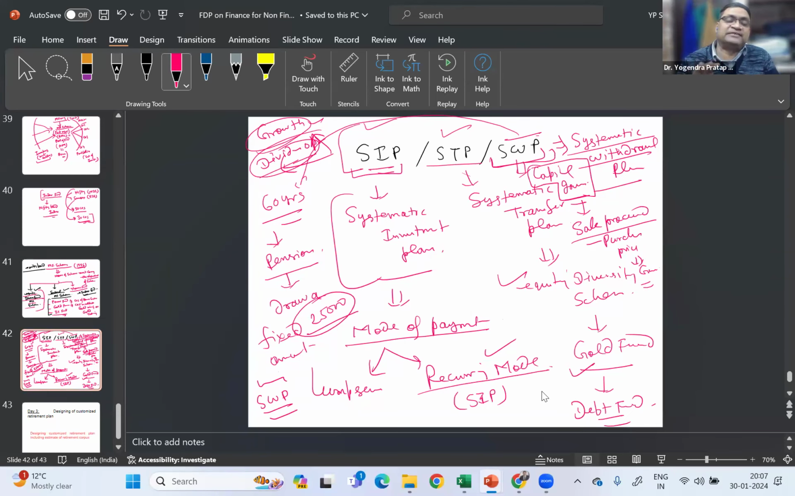Where is the Franklin Templeton? Yeah, Franklin Templeton is a good mutual fund scheme organization. Then you can go for the ICICI Prudential. Actually, for different mutual fund schemes, there are different organizations popular for a particular mutual fund scheme.